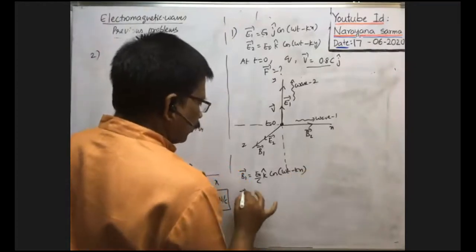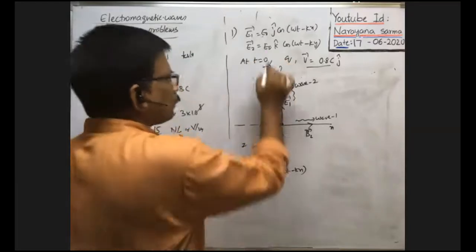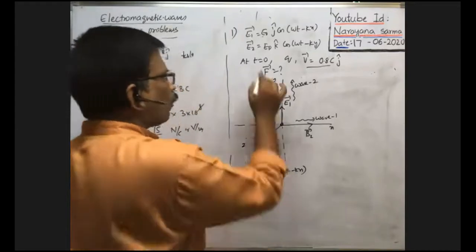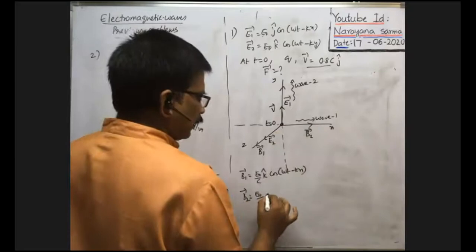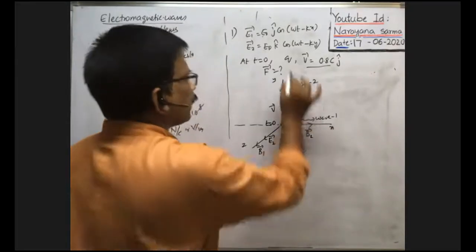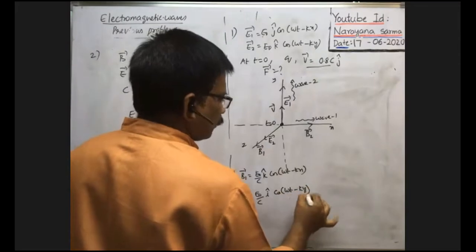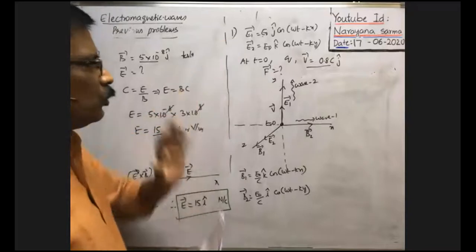Similarly, B2 bar is the same. In case of the second wave, the maximum value of the electric field is also E naught only. E naught by c into, what is the direction of the magnetic field in the second wave? That is along x-axis. That's why into i cap into cos(omega t minus ky). In this way, you have to do. Okay. Now B1 bar, B2 bar both are known. E1 bar, E2 bar are given.